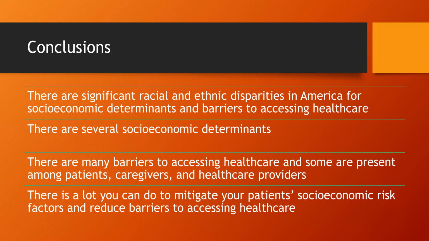Let's sum up what we learned here in this video. First, there are significant racial and ethnic disparities when it comes to socioeconomic determinants and barriers to accessing healthcare by dementia patients. Next, there are several socioeconomic determinants of cognitive decline and/or dementia. And we learned that there are even more barriers to accessing healthcare, with some present among patients, some among caregivers, some among healthcare providers and services, and some that are common among all of them. And last and most importantly, we learned that there's a lot you as a healthcare provider can do to mitigate your patients' socioeconomic risk factors and reduce their barriers to accessing healthcare, a lot of times simultaneously.